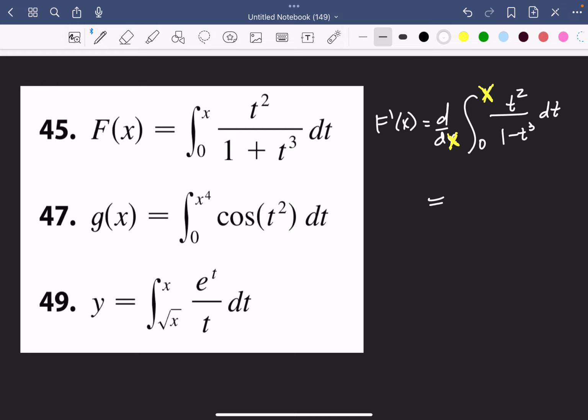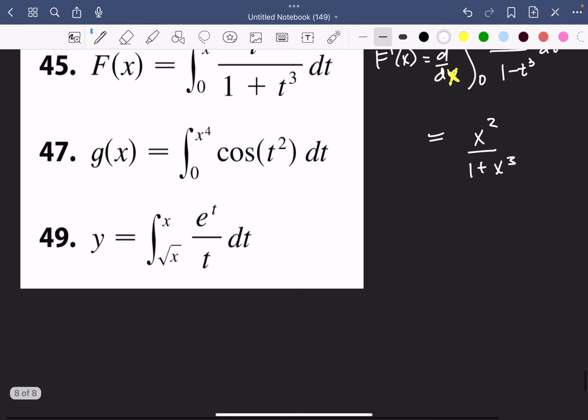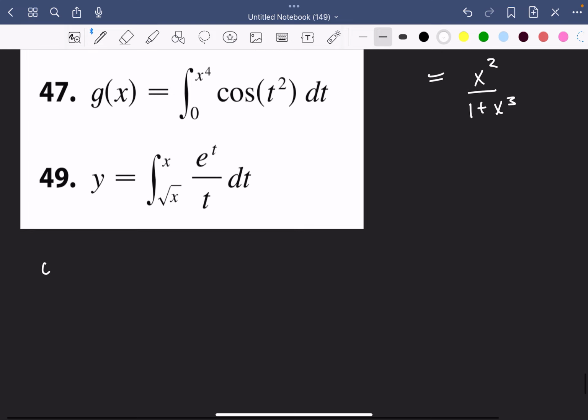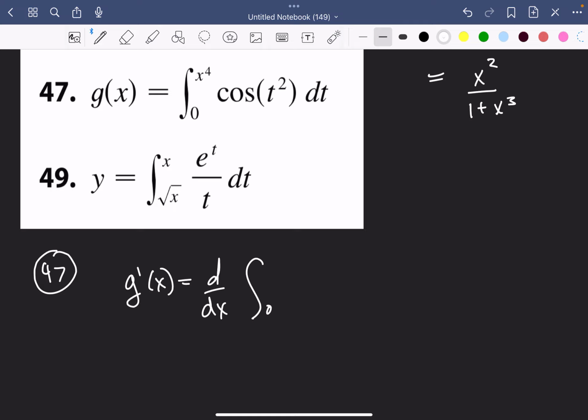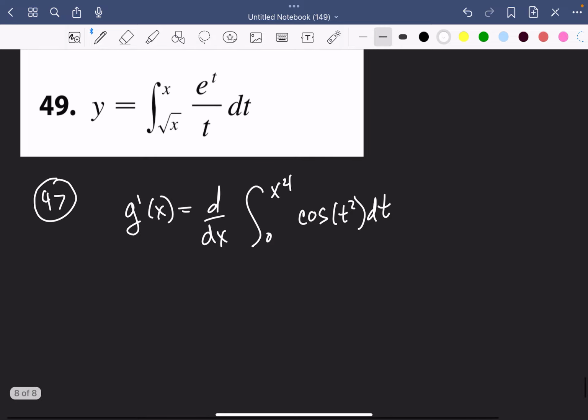And you just get back x squared over 1 plus x cubed. Okay. When it becomes different is something like number 47. So now notice we're trying to find the derivative with respect to x of the integral from 0 to x to the 4th of cosine of t squared dt. Remember, t is a dummy variable. It's really not important in this case. It's not used. It's just kind of a placeholder.